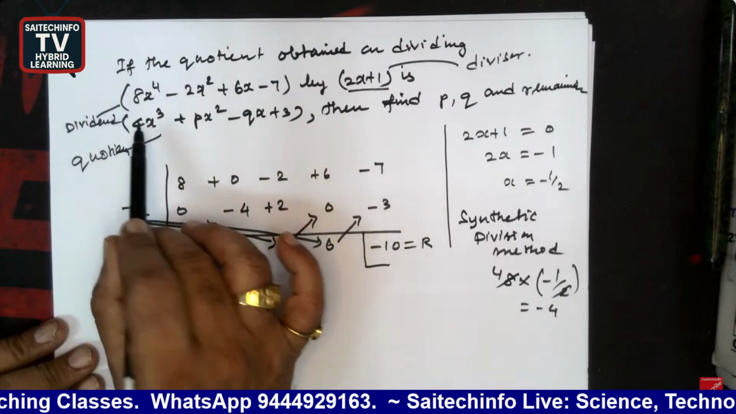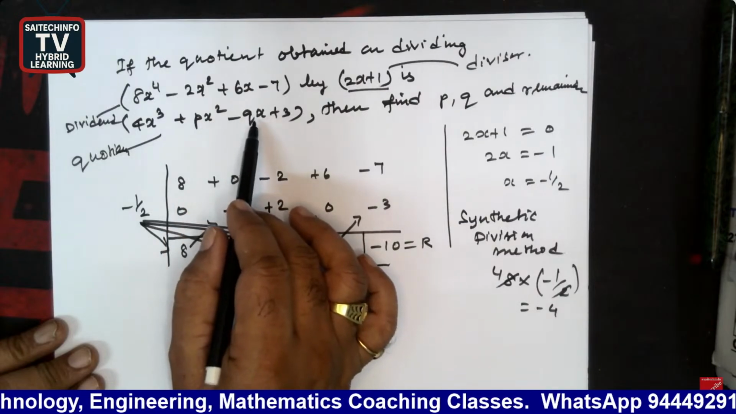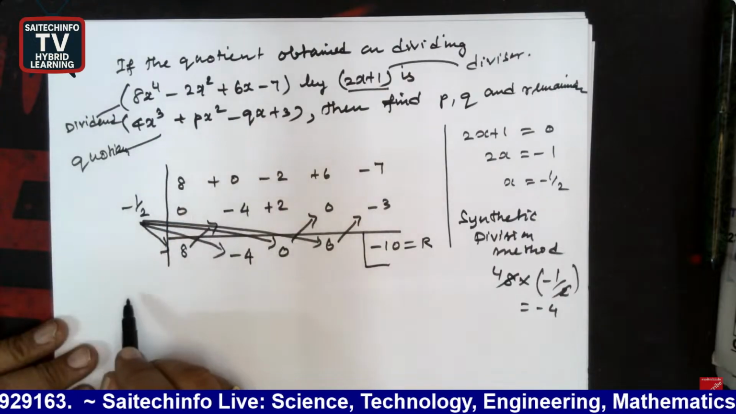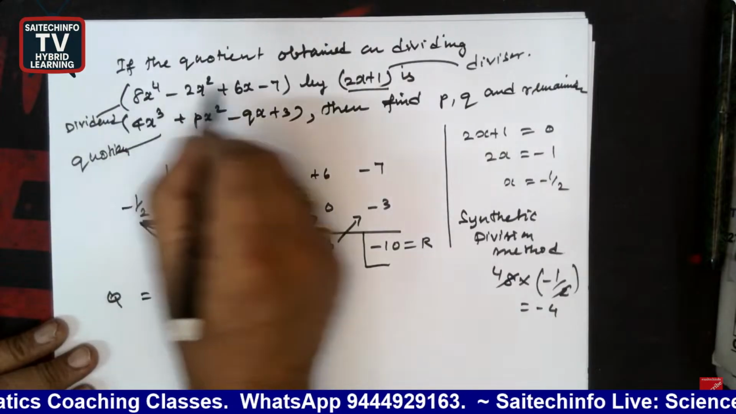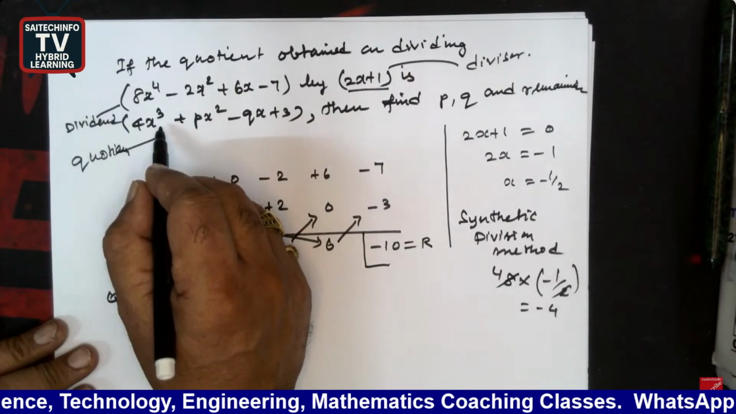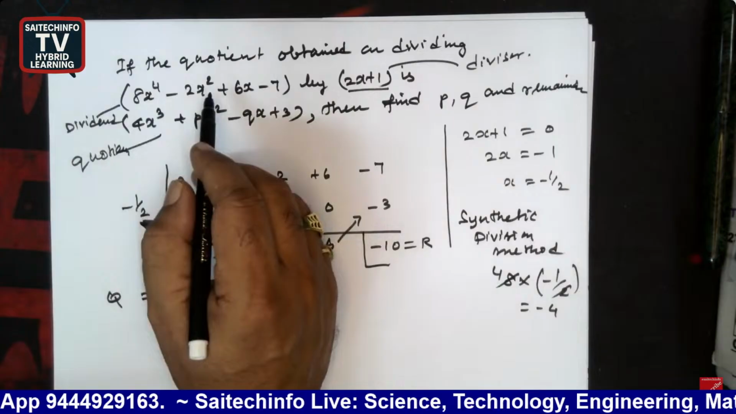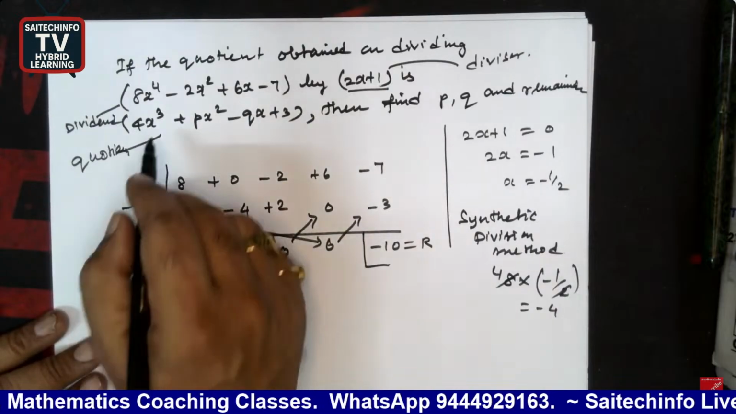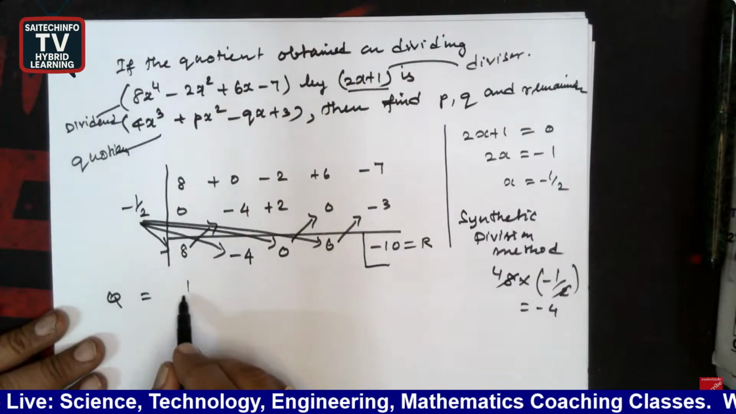What is the quotient? 4x cube, is it not? And then px squared, and then minus qx plus 3, is it not? So take the quotient. What you have got? The quotient is 4x cube, is it not? And how are you able to get this 4x cube? That should have been multiplied by 1 by 2, is it not? So you can take the 1 by 2.